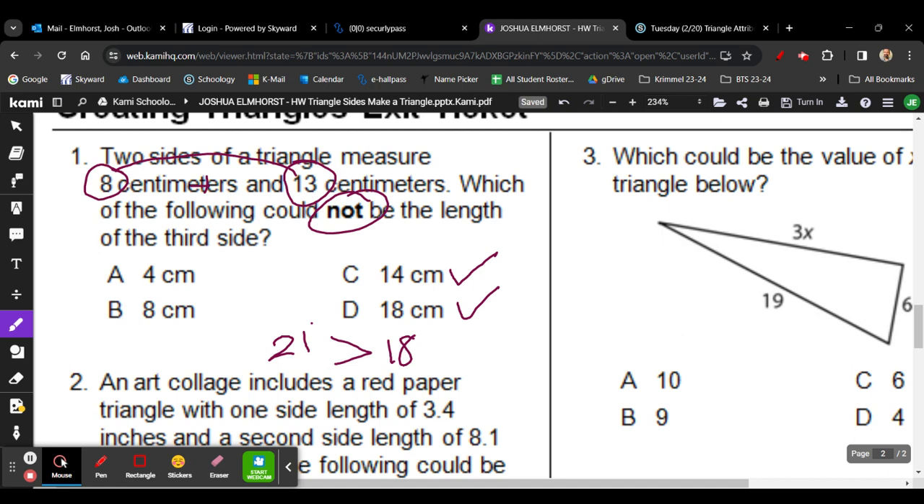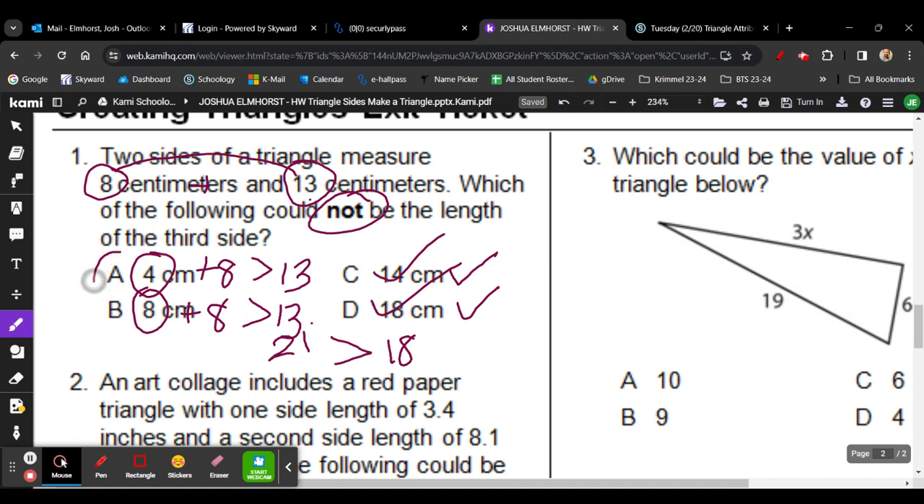Okay. So which one will not make a triangle? If those are the two long side lengths, they will make a triangle with 14 and 18. But now if we have 4 or 8, 13 is now the longest side length. 4 plus 8 is 12. Is 12 long enough to make a triangle with 13? No. So this one is not true, which is the one they're looking for.